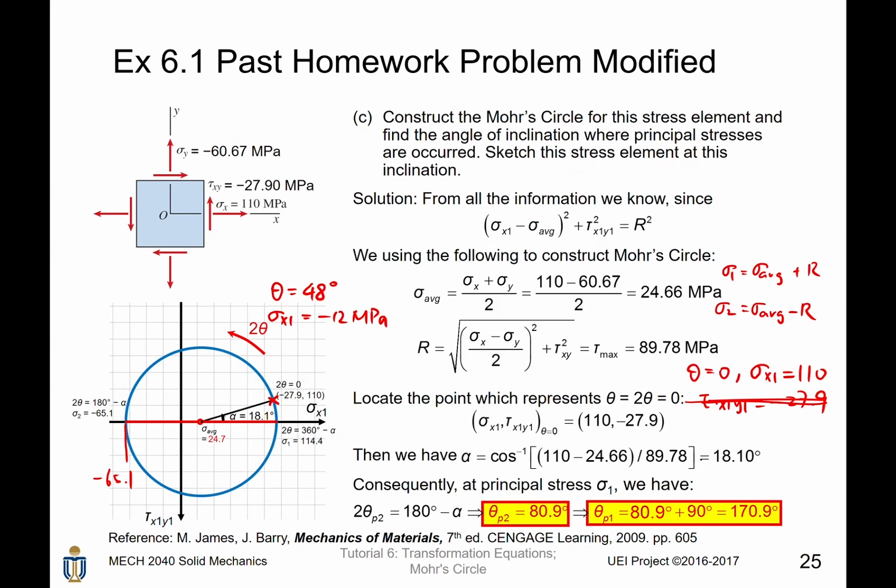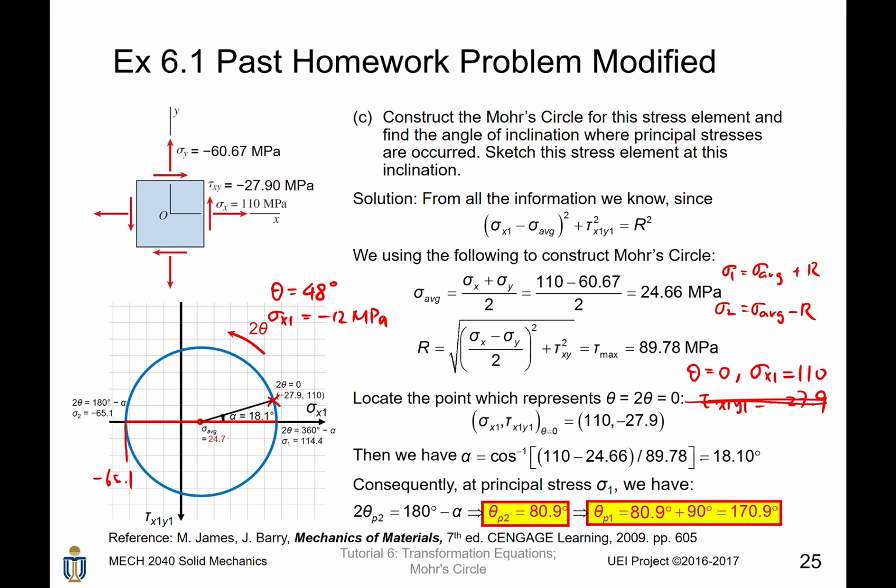Notice that although this point is lying above the horizontal axis, still recall that we adopt the vertical axis to be reversed. That is, for a point lying above the horizontal axis, it represents a negative shear stress. Therefore, we can find alpha, which is the angle between this line as well as the horizontal axis.